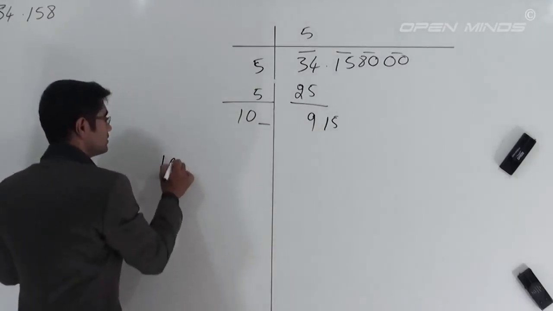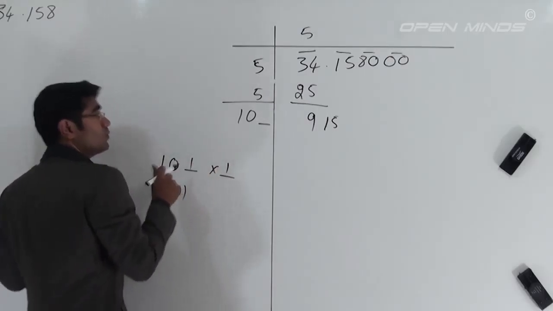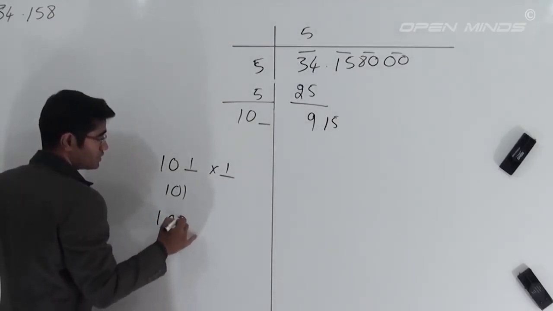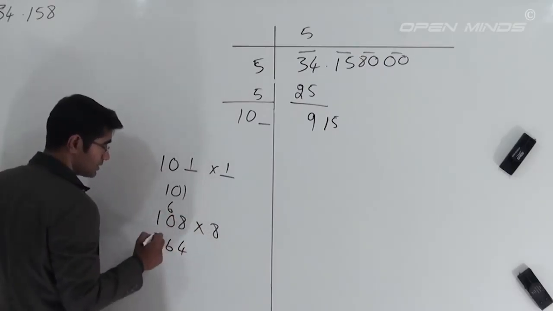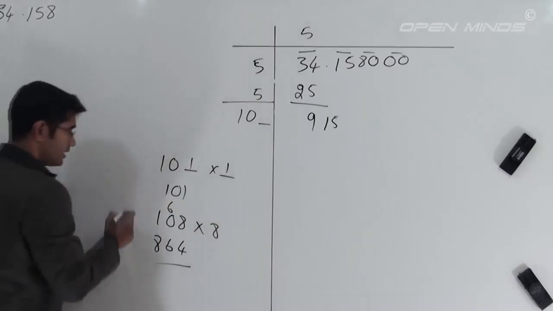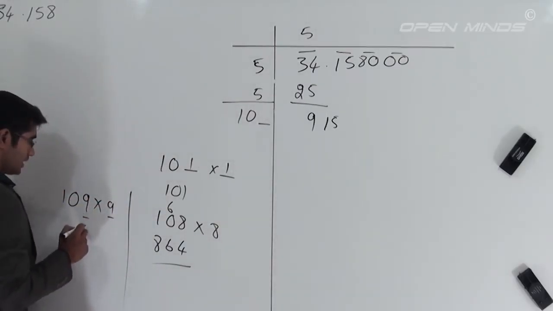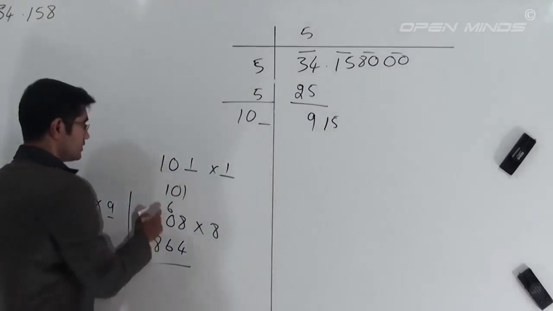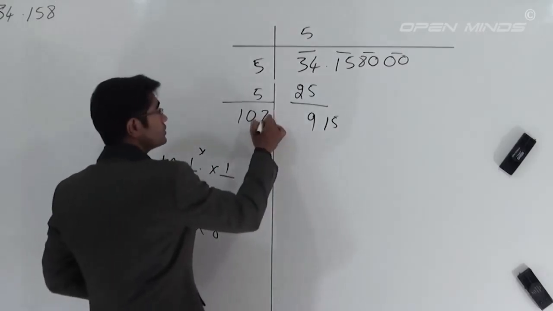What should I write here? Can I write 1? I get 101, which is pretty small compared to 915. So can I write 8? 108 times 8 is 864. All right, can I take 9 and check? 109 times 9 is 981, which is bigger than this. So 8 is too small, no, 1 is too small, and 9 is too big. Not happening. My choice is this guy, 8. So I can write 8 here.